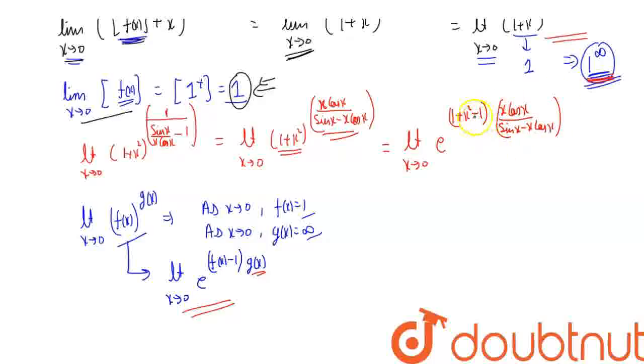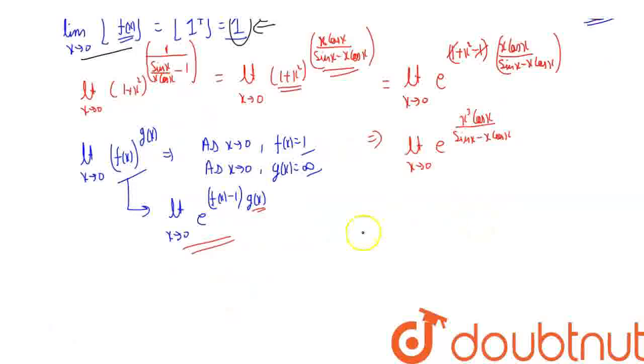On solving this we get this thing. Here we can see that the plus 1 and minus 1 get cancelled out, and if we solve this, then we get the limit as x tends to 0 of e whole raised to the power, here we have x square into x in the numerator, so it would be x cube cos x, and this is whole divided by, in the denominator, sine x minus x cos x. Now for solving this limit, we are going to use the sine x and cos x expansions. But before that, we know that as x tends to 0, cos x would tend to 1, because cos 0 is 1.